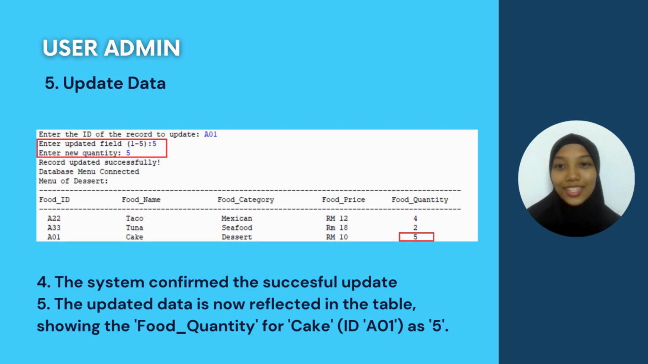Finally, we can see a table displaying the current data. Notice the last row where food ID is A01 and food name is cake, and the food quantity for this record now shows 5. This visually confirms that the update was successful for the specified record and field.